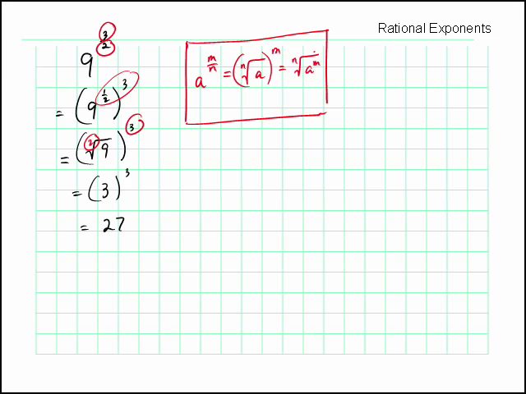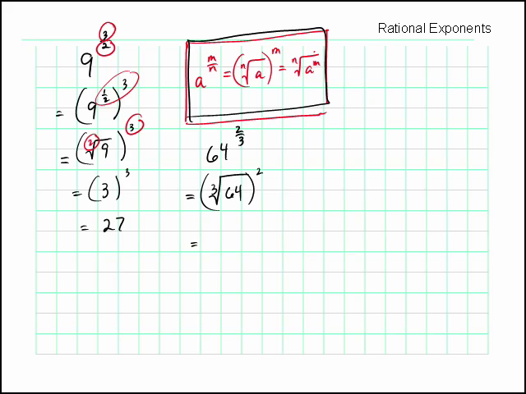Let's do some examples of that. For instance, 64 to the 2/3 power. According to this rule, 64 to the 2/3 is the cube root of 64, and then you square it. The cube root of 64 is 4, and when you square that, you get 16.